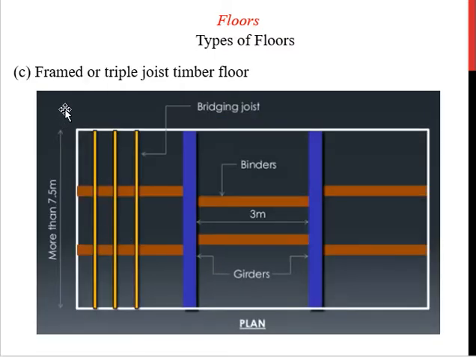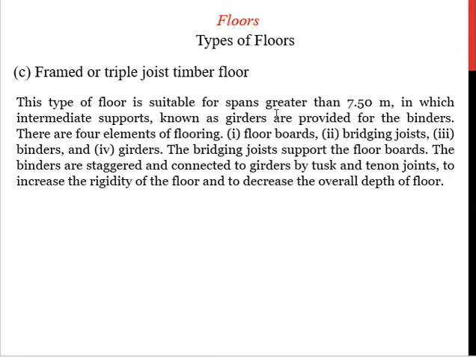But if the distance of the shorter span exceeds 7.5 meter, then we will go for the triple joist timber floor. In this we have provided a girder over here and a girder over here, and we have provided binders perpendicular to this girder. These are the girders, and these yellows are the joists. So this is set 1, this is set 2, and this will be set 3 over here. That's why it is triple joist timber floor.